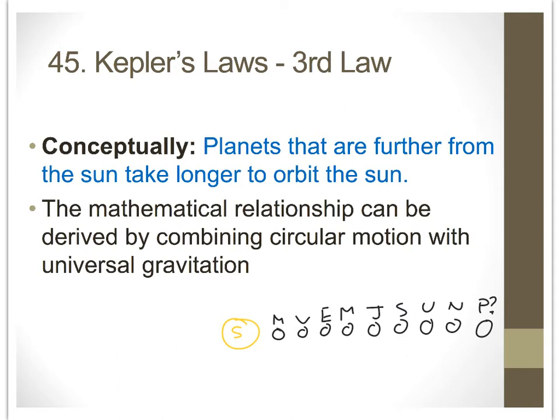So that's what Kepler's third law tells us, is that planets that are further from the sun take longer to orbit. We can derive a mathematical relationship from this by combining circular motion with universal gravitation. We're going to skip right to the final result here, but the equation you're going to see that supports this conceptual notion can be derived from combining those two things.